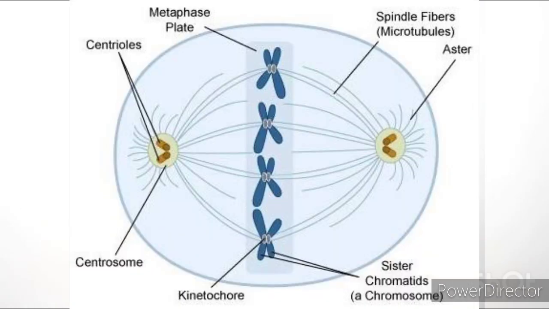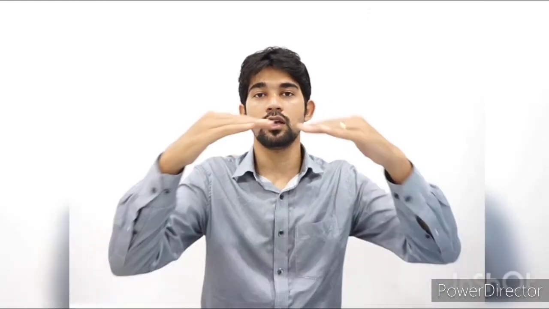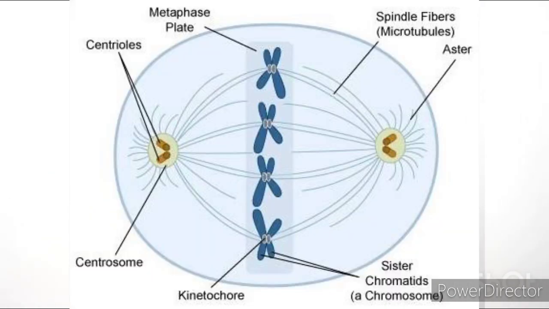The next stage which comes is metaphase, and in metaphase the chromosomes begin to show peculiar movements, and they arrange themselves between the poles on the equator of the spindle, and they form an equatorial plate. So in the middle of the cell they form an equatorial plate, and they arrange themselves, and they also get attached along with their centromeres to the spindle fibers.